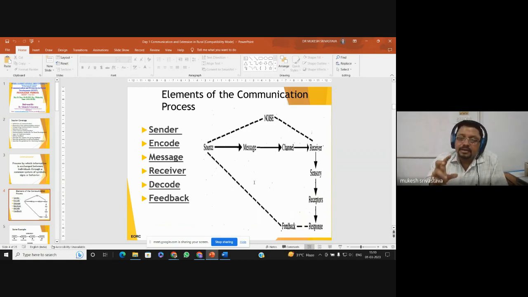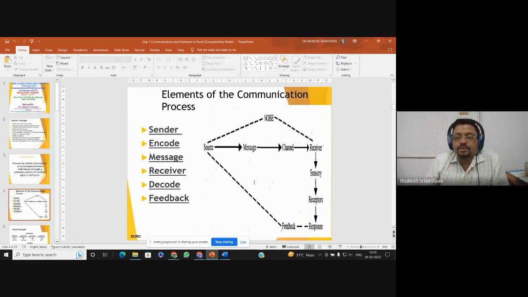Now there is another thing which comes in between, that is called noise. These noises are the different kinds of barriers which exist in between. When we talk about the communication process, the communication process is fulfilled when the message is passed from the source to the receiver, and the receiver sends the response and the feedback to the source. That means the total communication process is completed.